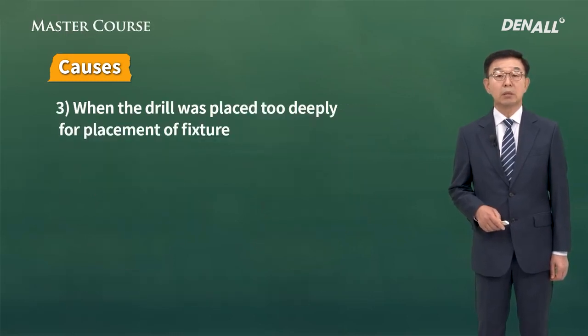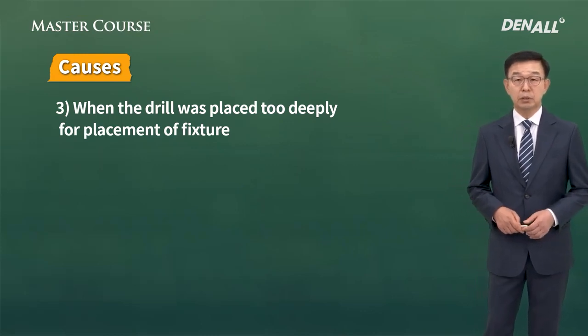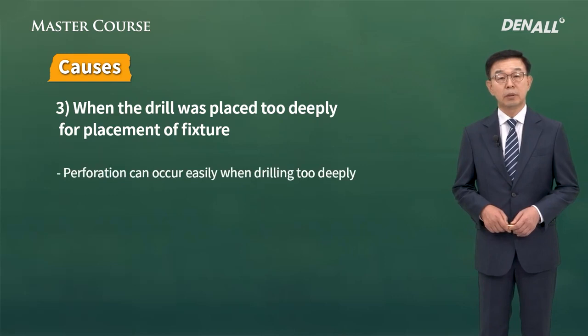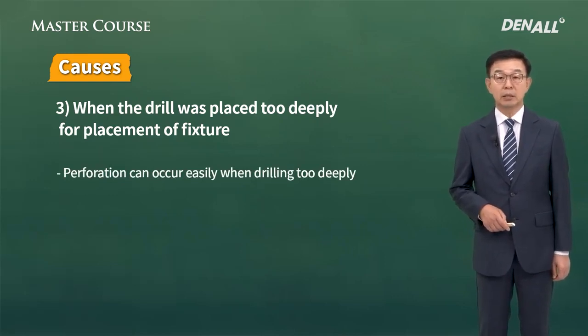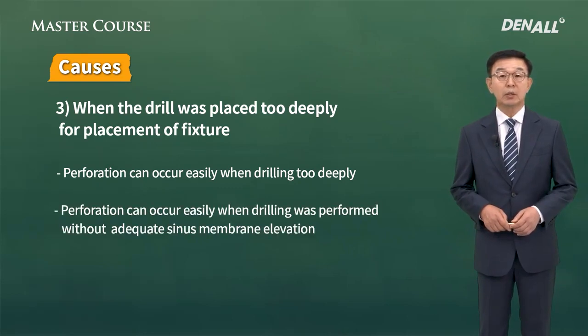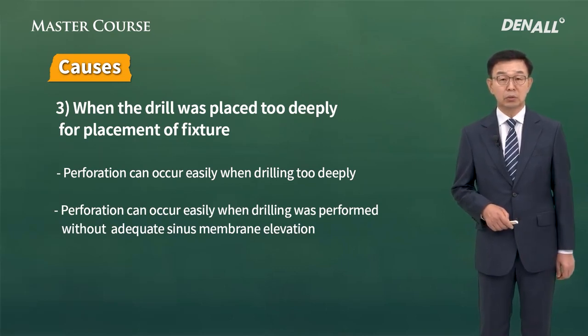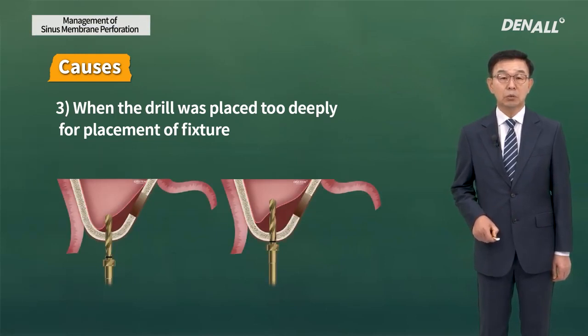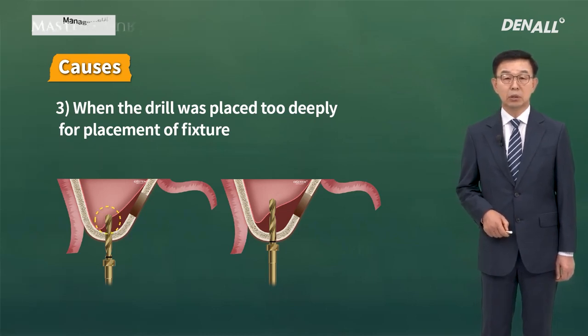Next, perforation can occur during implant placement after sinus is lifted. In this case, first, if drilling is done excessively, perforation can be done directly. Second, it also can be done if insufficient amount of sinus lift have been done. As shown, if sinus membrane is not sufficiently lifted and if you do the drilling, perforation can occur.